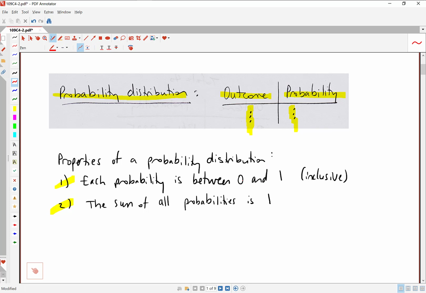Now, if you phrase these numbers in terms of percentages, instead of saying 0, you could say 0%. Instead of saying 1, you could say 100%. And so our probabilities range between 0% and 100% inclusive, meaning you can have a probability of 0%, you can have a probability of 100%. And if you sum up all your probabilities in your probability distribution, they will add up to 100%. So that's just a rephrasing of those two properties.